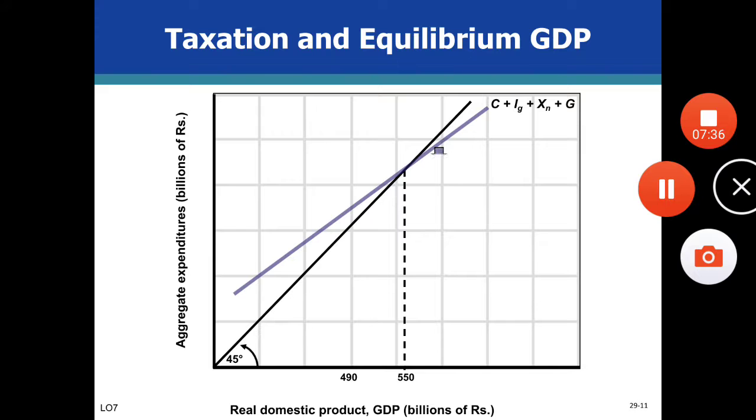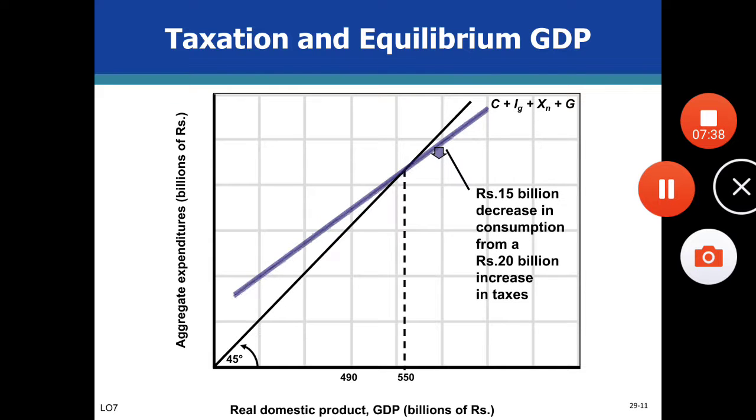This figure is reflecting the impact of taxes on GDP. If our MPC is 0.75, that means 20 billion of taxes will reduce consumption by 15. How? Because 20 multiplied by the MPC, which is 0.75, the answer is 15. So the impact of tax is dependent on the MPC.